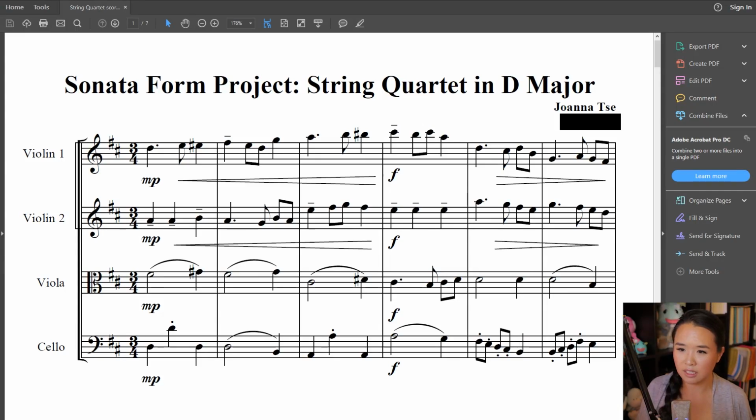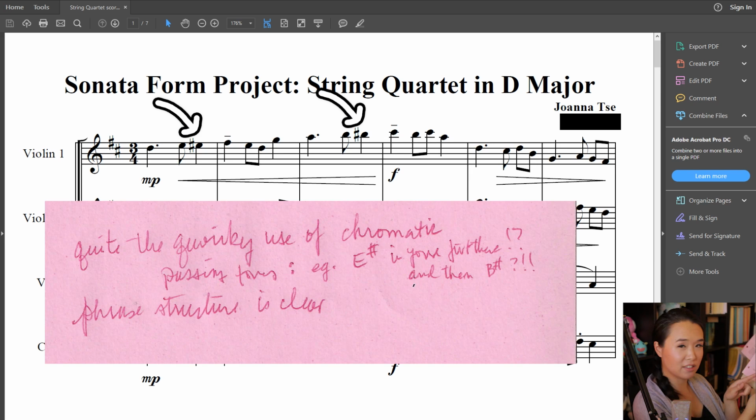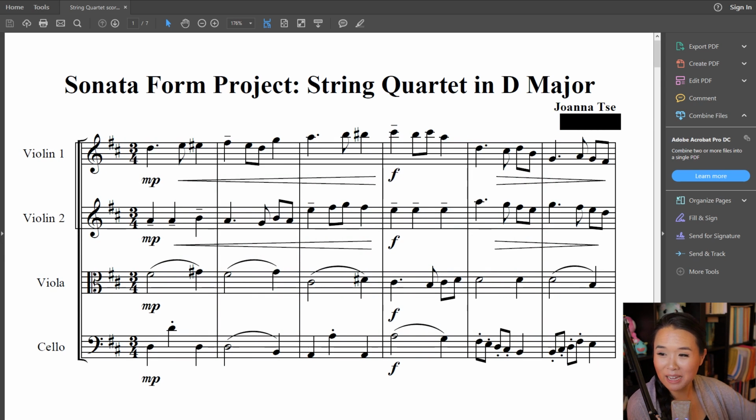Let's see what Dr. Bob had to say about it. Did you guys notice that in the very first line here, I have an E sharp and a B sharp in my main theme? What's really funny is that Dr. Bob actually made a little note here. He said, "Quite the quirky use of chromatic passing tones. E sharp in your first theme, and then B sharp?!!" Apparently I kept that in, but he did say that my phrase structure was clear.